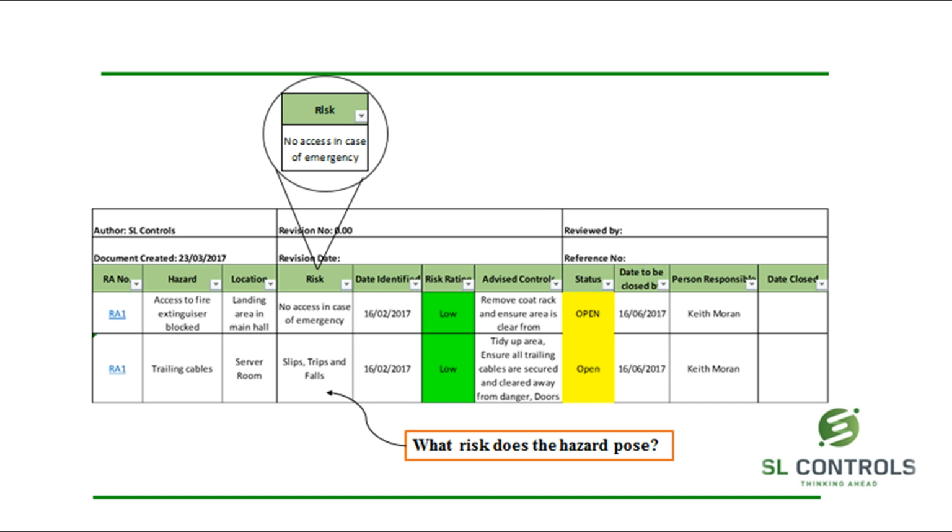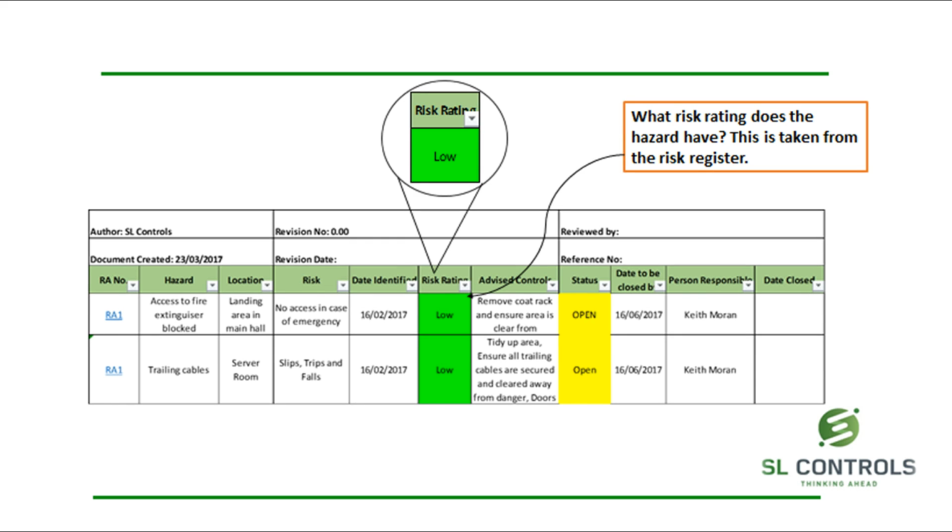Again, just like our risk register, there's a section in the hazard register for stating what risk the hazard poses to employees and individuals. This must be filled in with as much detail as in our risk register. The risk rating is most important in the hazard register. It allows for the prioritisation of risk so that higher risks are dealt with first and lower ones are dealt with at a later date.